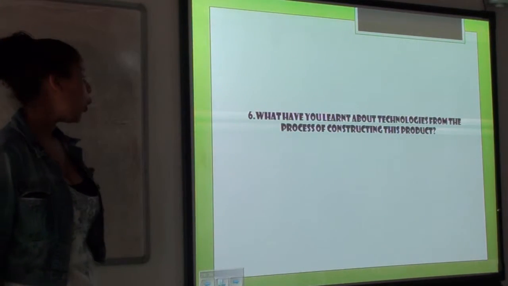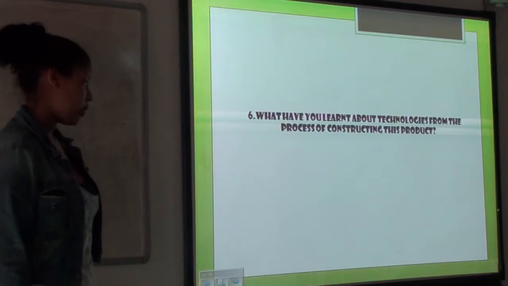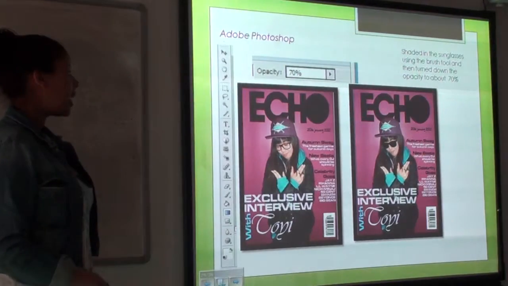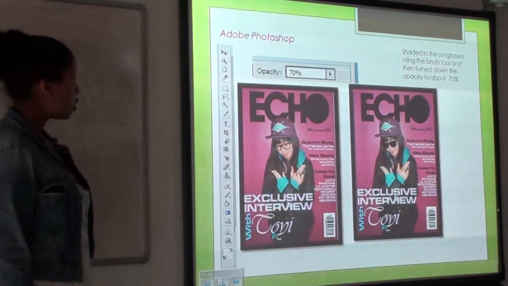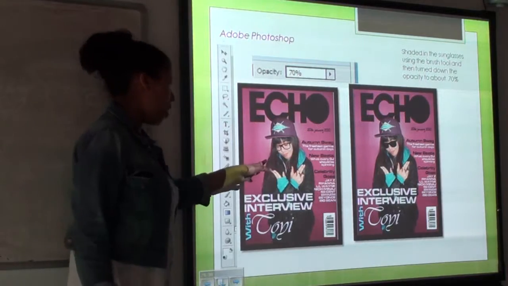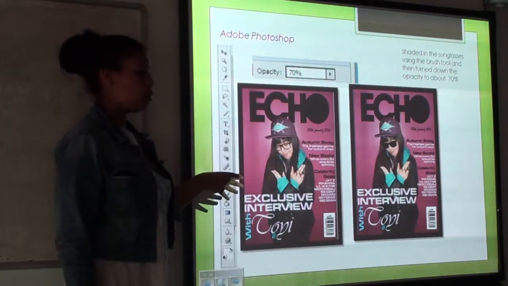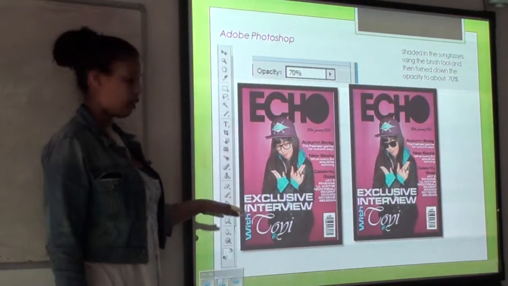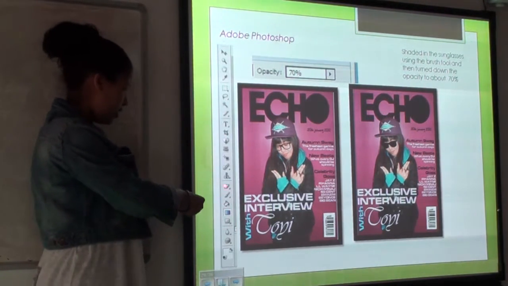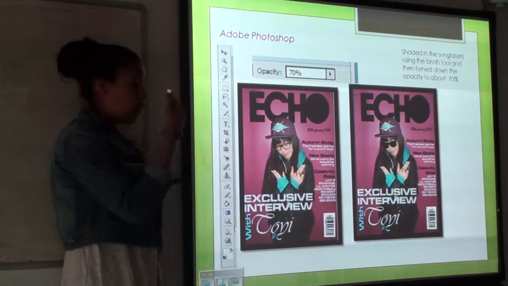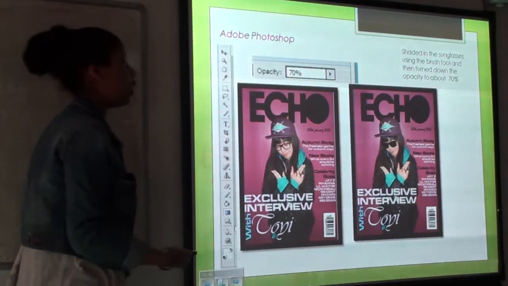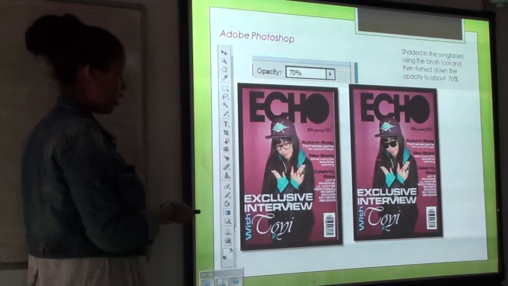Question 6. What have you learned about technologies from the process of constructing this product? Here I used Photoshop, because originally my model didn't have shaded in glasses, so I got the paintbrush tool here, and shaded in the glasses, and then turned down the opacity to about 70, making it look more realistic, as shown here.